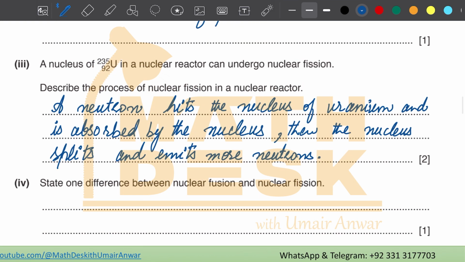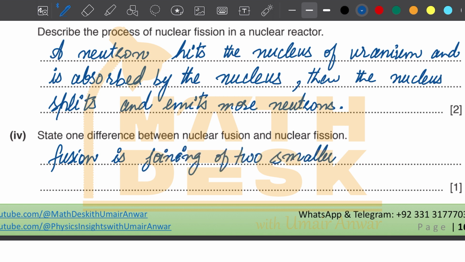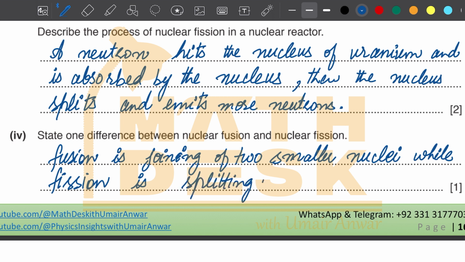State one difference between nuclear fusion and nuclear fission. So there are many differences. One could be that fusion is joining two smaller nuclei, while fission is splitting up of a large nucleus.